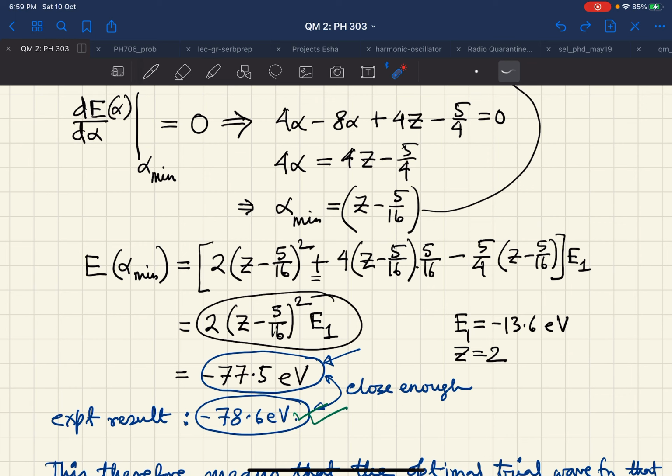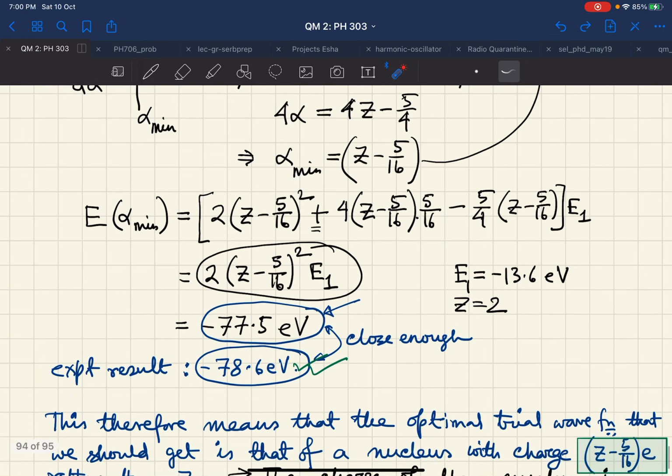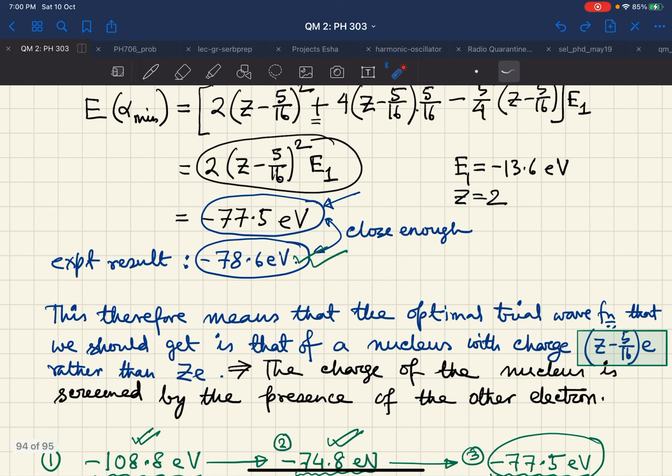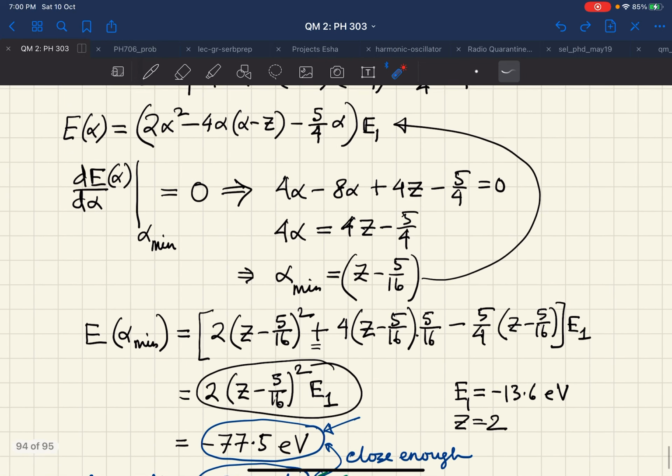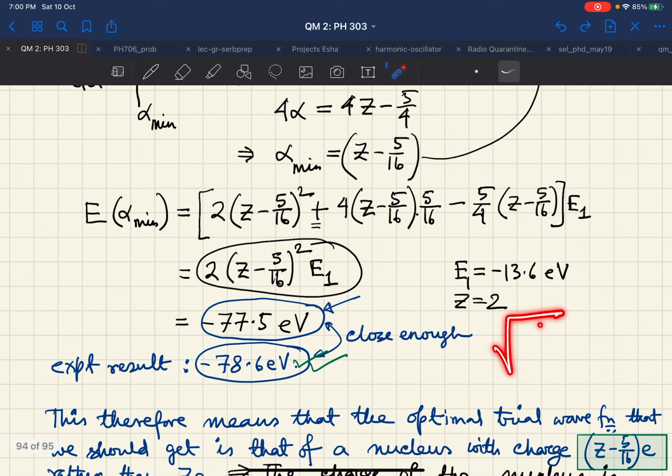By applying the variational technique using a different trial wave function, we are very close to the ground state energy. Physically, this has a very important meaning: the optimal trial wave function. If I figure out the expression of my wave function, if you remember, we started with alpha cube by pi a0 cube, e to the minus alpha r by a0. This was my wave function. Now I can put the value of alpha to be Z minus 5 by 16. That will give me the optimal trial wave function.